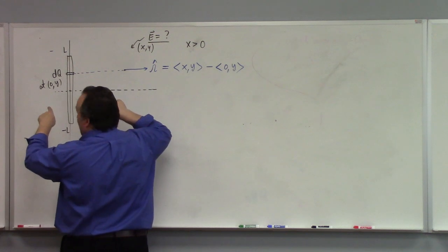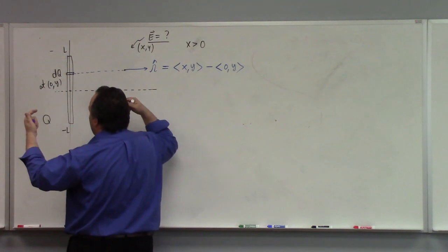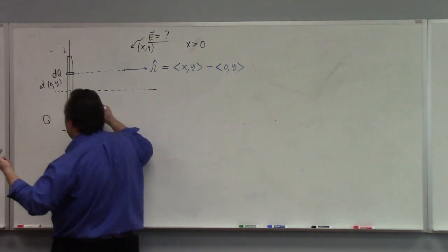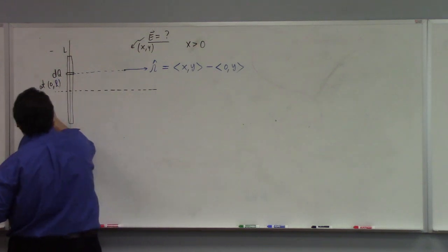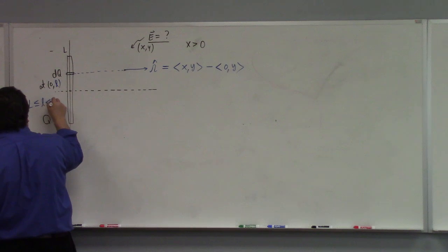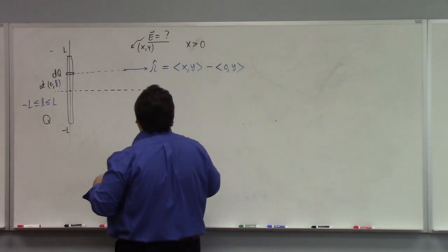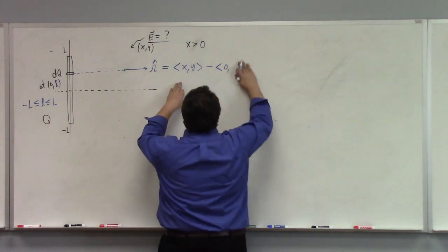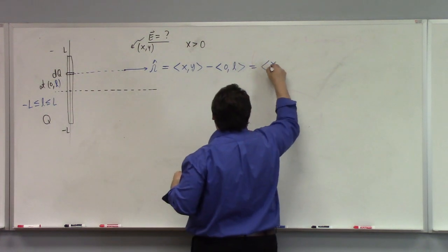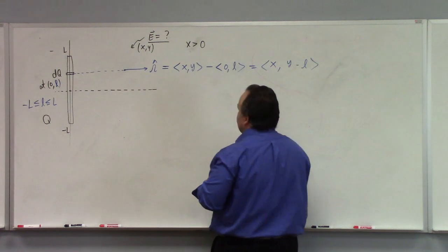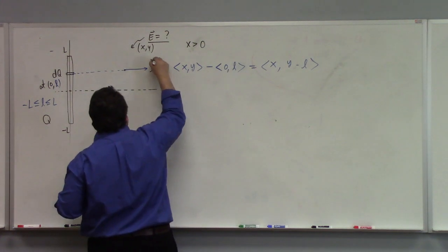I can't do that. I need a variable over here for integration. I should use something else, like little l, for a variable. So minus l is less than or equal to little l is less than or equal to l, so that I'm going to end up doing an integration over little l as I currently have it set up. So I should have said this minus that. So then the displacement vector from there to there would be x comma y minus l. And that's not a unit vector, that's just the displacement.